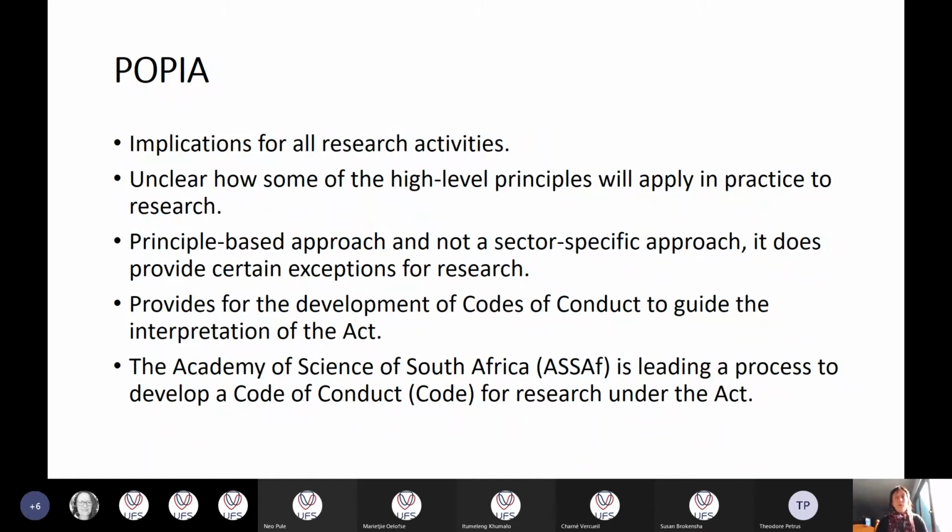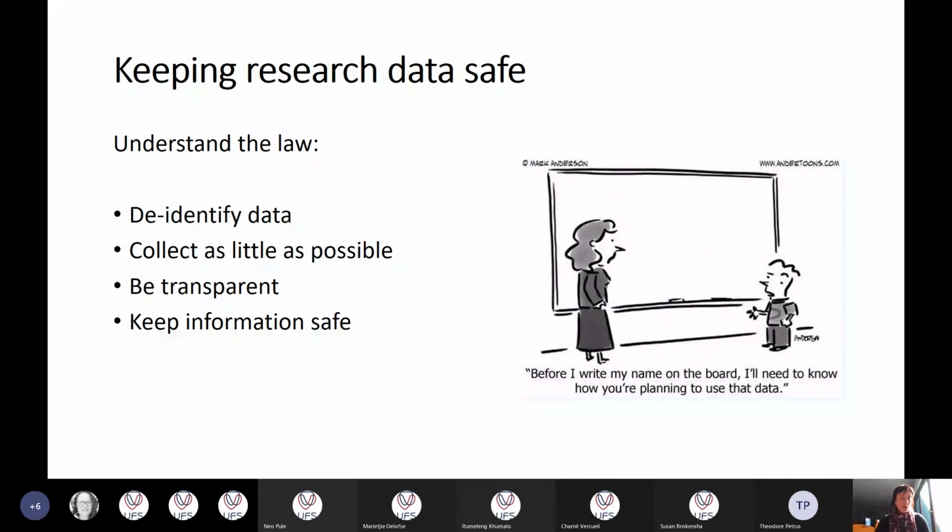In addition to understanding POPIA better, the Academy of Science of South Africa is leading a process to develop a code of conduct for research that will help us understand how to apply the Act to our research. And we are hoping that this will come out later this year. So then how do we keep our research data safe? The law surrounding data security and privacy is a complex issue. It is designed to ensure data is processed in a way which minimizes risk to privacy. And there are core principles that we should adhere to.